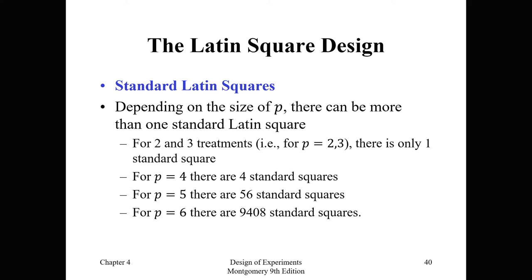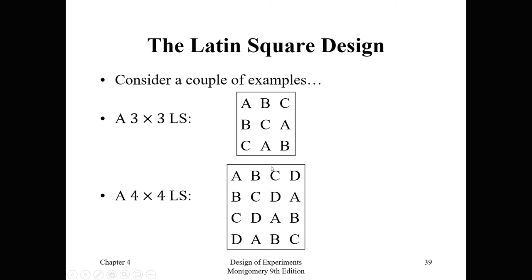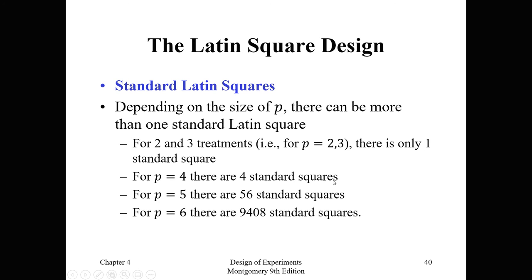Now for the Latin squares design, we have something called a standard Latin squares. A standard Latin squares is just a Latin squares in which the first row and the first column are written alphabetically. We could mix up the rows and columns here, but to create a standard Latin squares, we would have the first column A, B, C written in alphabetical order, and the first row A, B, C written in alphabetical order. This is a standard Latin squares. Same thing with this 4 by 4, it's also a standard Latin squares. Depending on the size of P, there can be more than one standard Latin square. In fact, your textbook has some descriptions.